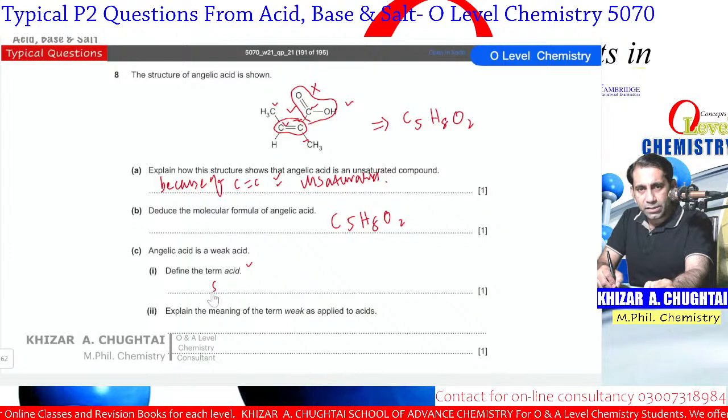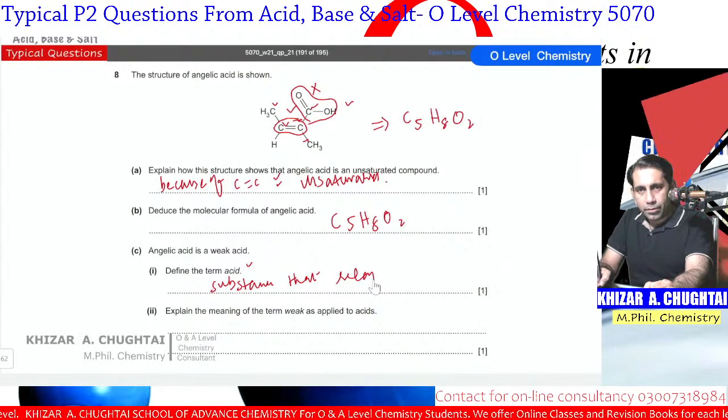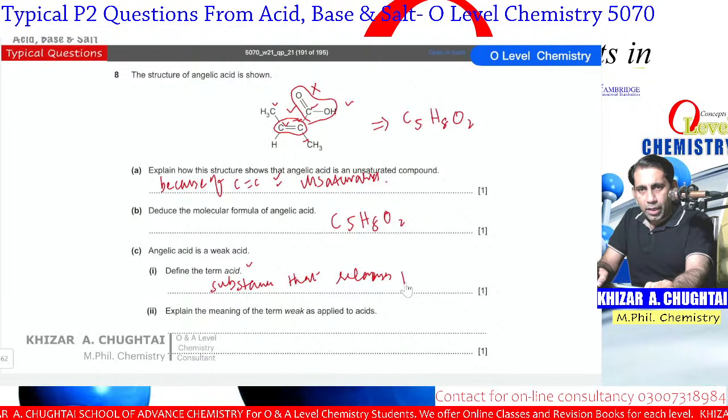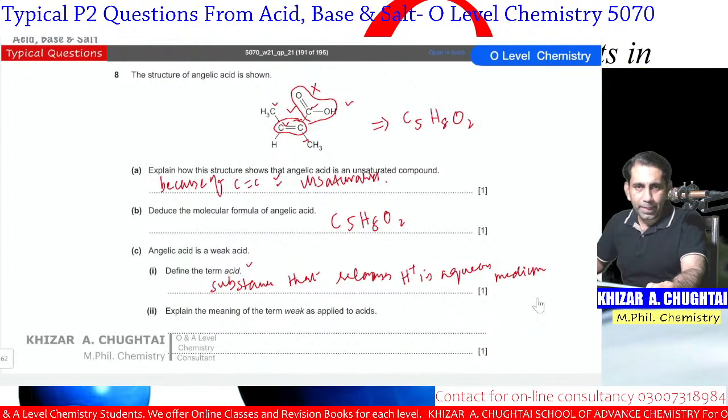Any substance that releases H positive ion in aqueous medium is said to be an acid.